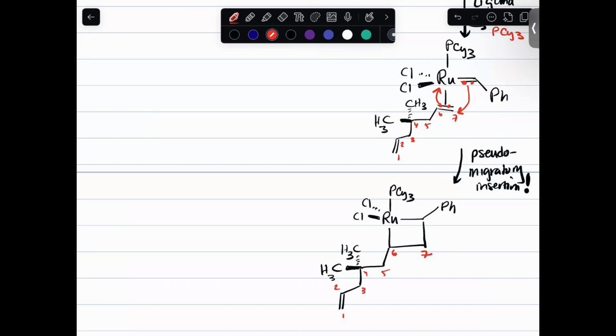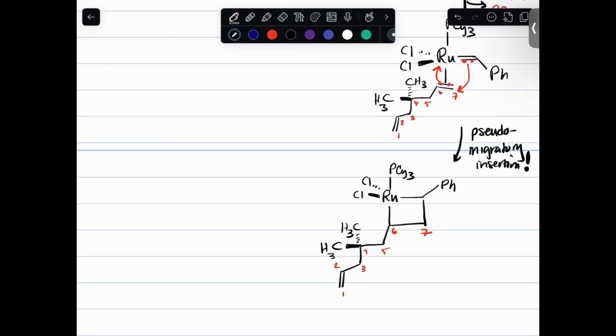It's called a pseudo-migratory insertion because typically when we're doing a migratory insertion, and you go back to your cross-coupling reactions, you're not forming a 4-membered ring. It's just one substituent moving over, and that's it. In this case, it's the 2 pi systems attacking each other to form a 4-membered ring. This is known as a metallocycle. It's a cyclic system that's made up of a metal, hence metallocycle.